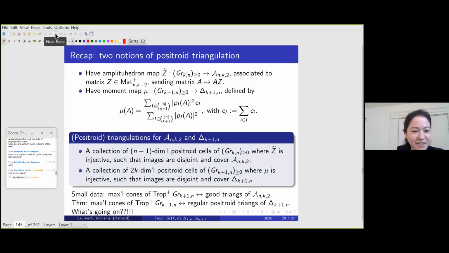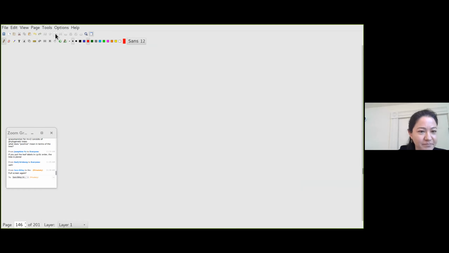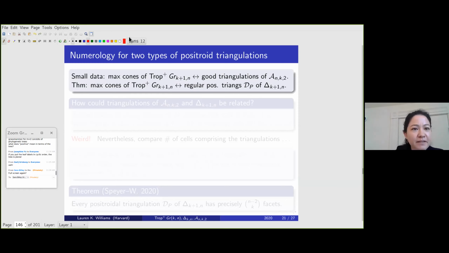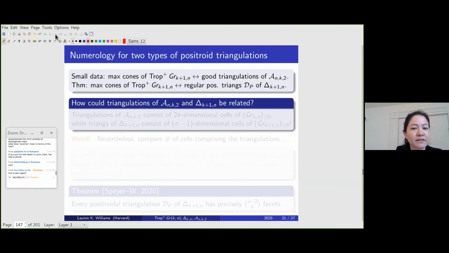So we'd like to understand what that is. Okay, so let me give you a little bit more numerology. Well, first of all, how could triangulations of these two objects possibly be related?